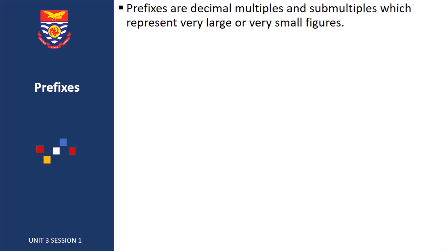However, as we move on, when you get to higher levels of physics, from the senior high level, you realize that this mass of an electron is not negligible. And we should be able to write it in ways that are simple, yet giving the same meaning. And so these prefixes are decimal multiples, and they represent very large or very small figures.